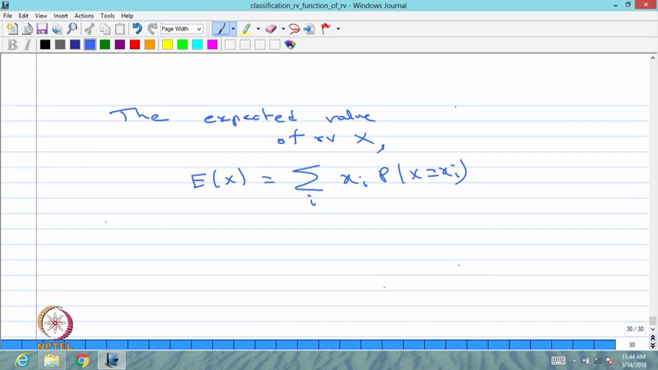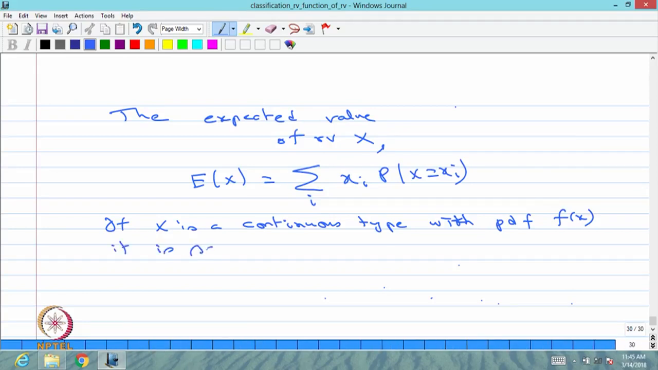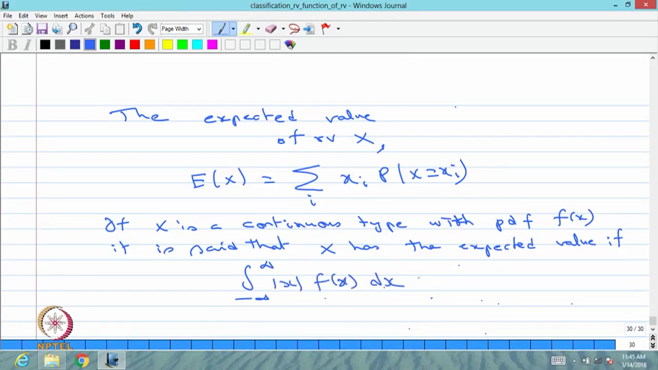So, now I am going for the case where the random variable X is of continuous type. If X is a continuous type random variable with the probability density function f of x, it is said that X has the expected value if the integration from minus infinity to infinity of the absolute value of x f of x dx is a finite quantity.